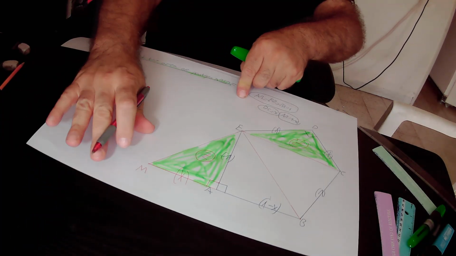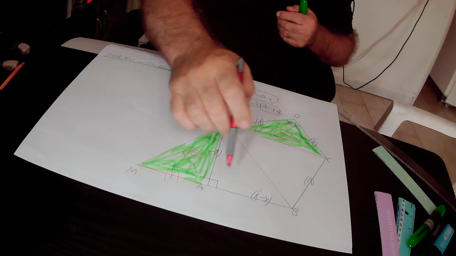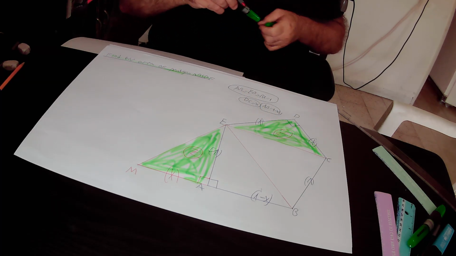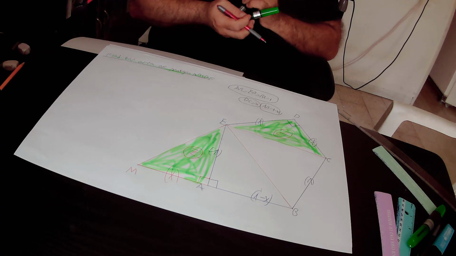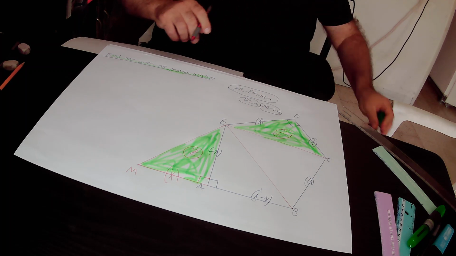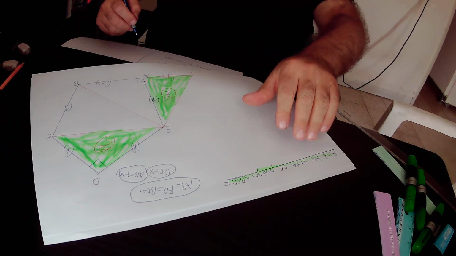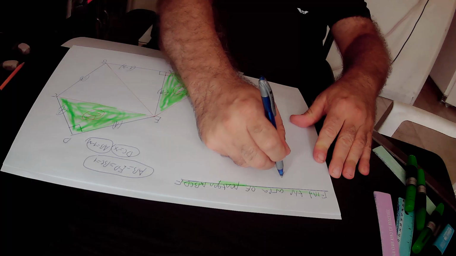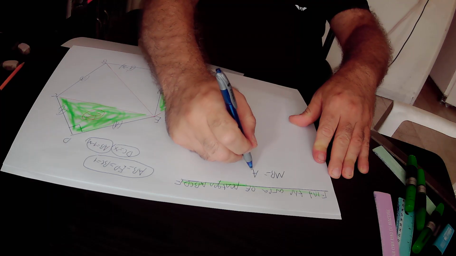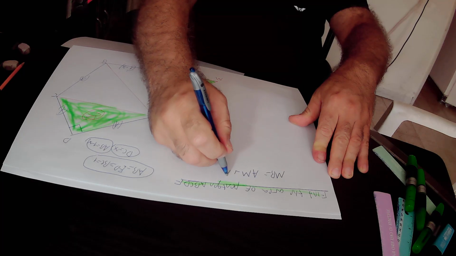What is the length of line segment MB? MB in total equals MA plus AB. So write it down. MB equals MA plus AB.